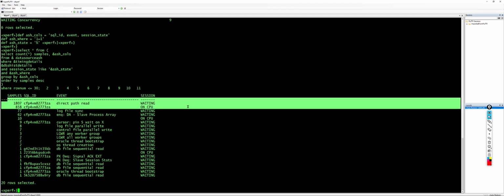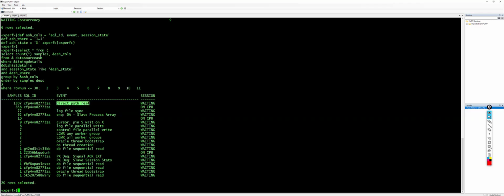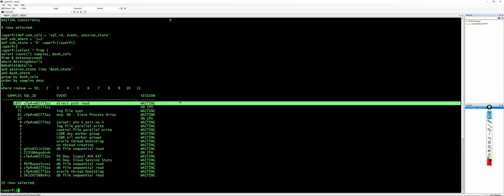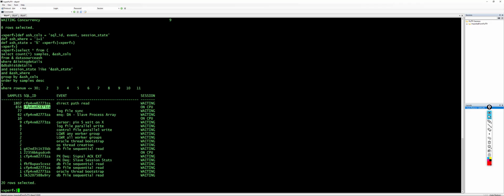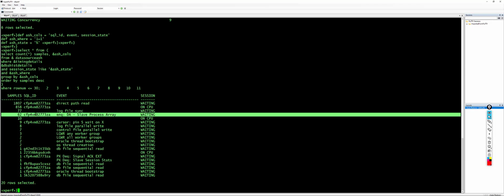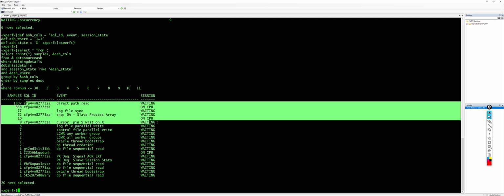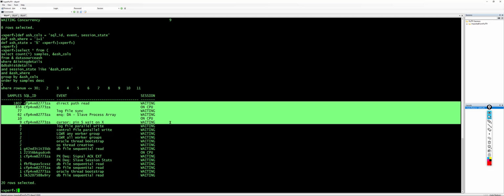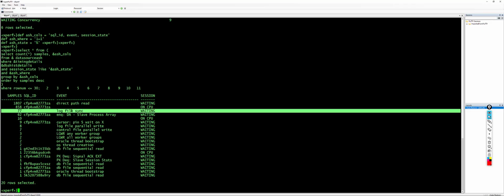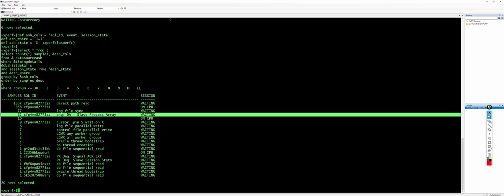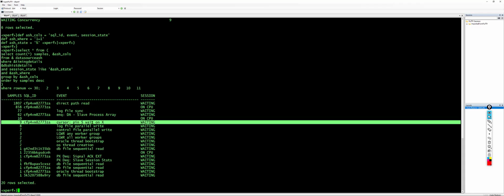So here, if you see, the top event is direct path read, and this SQL has consumed almost 1800 samples. So this means that the majority of the database activity has been consumed by this SQL. Even in the second, third and fourth, all these SQLs are the same, and even this one, right? It has gone through multiple wait events. The first one is IO, second is commit, third is NQ, fourth is shared pool wait.